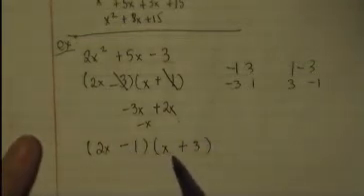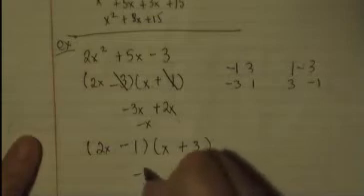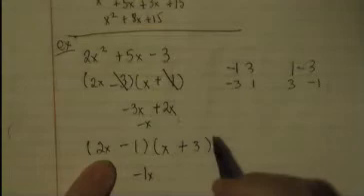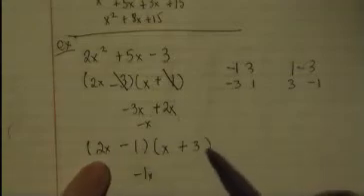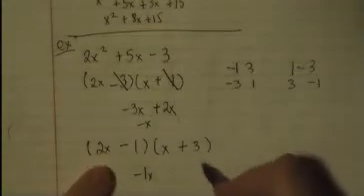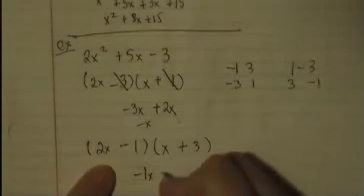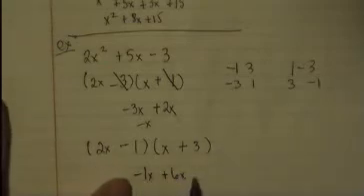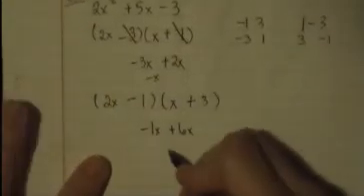I have negative 1 times x. That's a negative 1x. And then I have 2x times 3. These are my inner times inner, outer times outer of my FOIL. And so 2x times 3 is a plus 6x. Well, there we have it. Negative 1x plus 6x gives us a positive 5x.